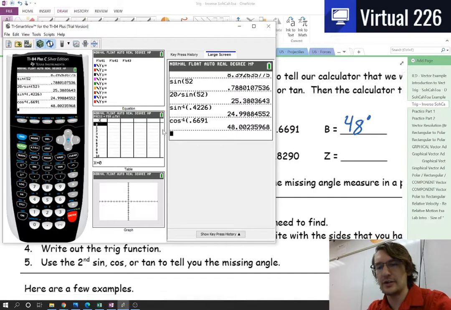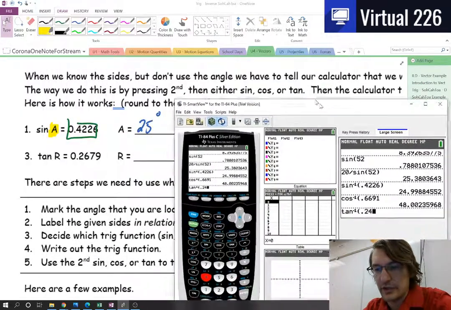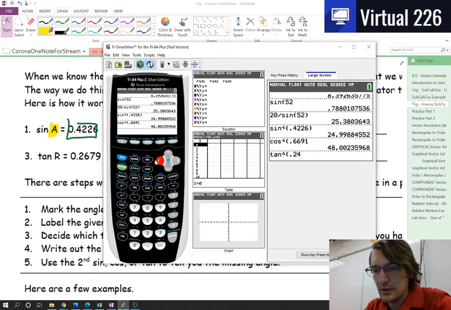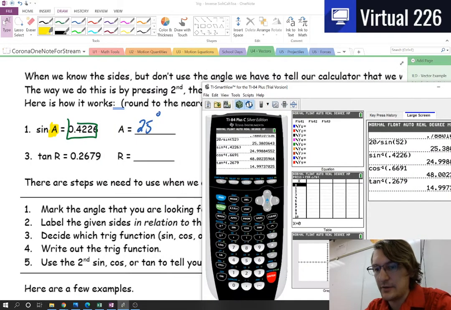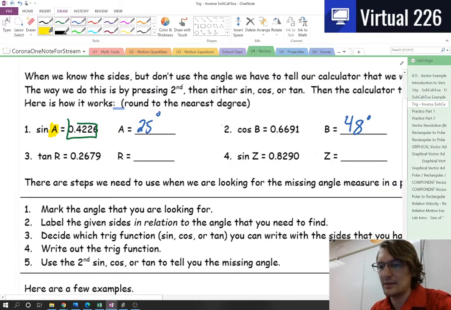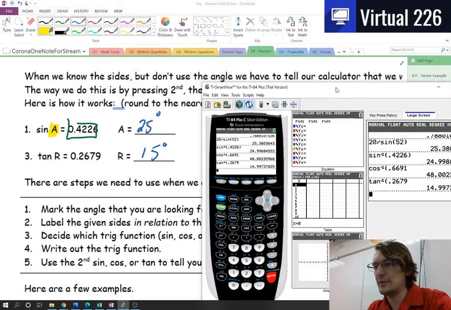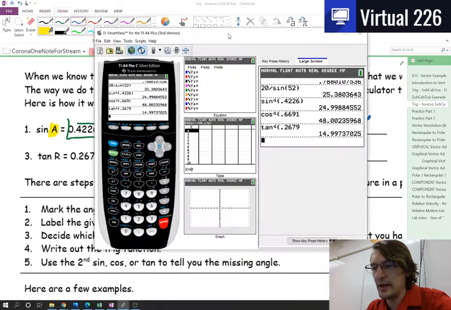Let's do inverse tangent. So inverse tangent of 0.24, what was that number? Oh, 26, ugh. Delete, go back, delete. 2679, enter. It's going to be a value about 15. That's nice. These are nice values. Very kind of me. And then for z, 0.829.